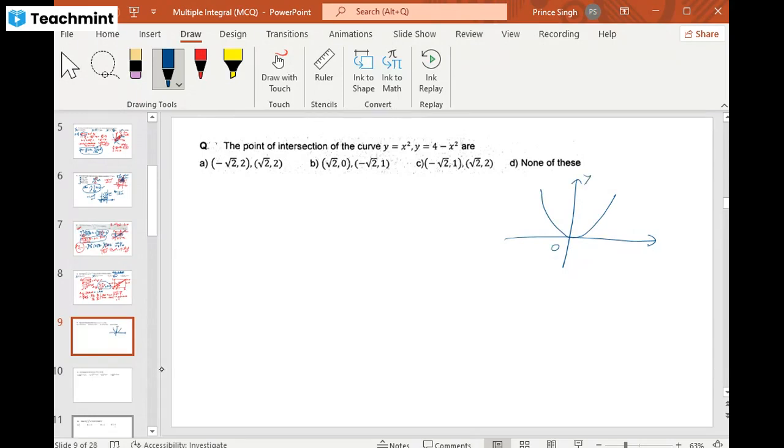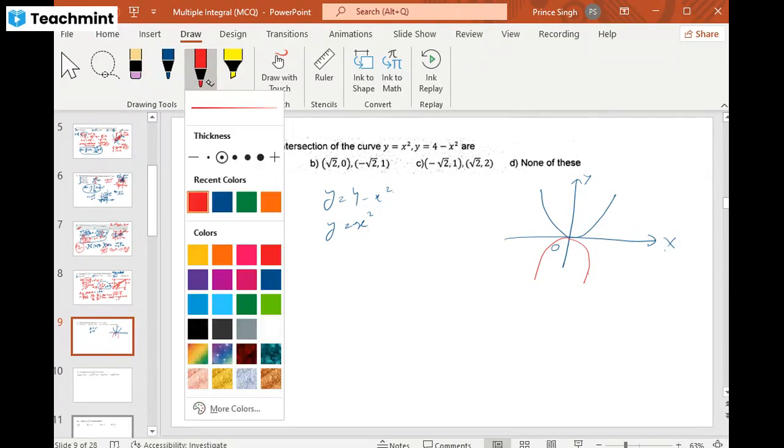But y equal to 4 minus x square means I can firstly imagine y equal to minus of x square. y equal to minus of x square means it is a downward parabola. But 4 minus x square means we shift the origin from 0 to 4. So it means that it is the downward parabola, like this.